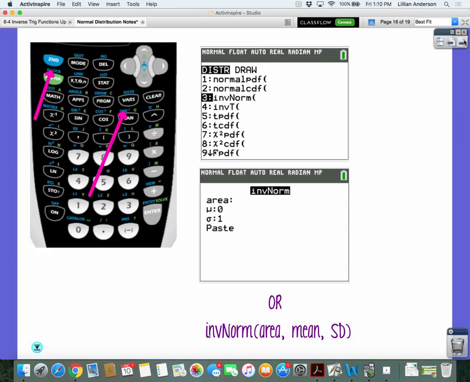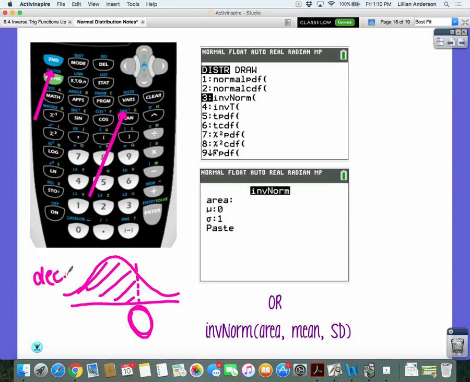Area basically represents the area underneath the curve. Of course, we're talking about the area that's to the left of whatever this x value is that you're looking for. So you'll type that in as a decimal, okay? You always type it in as a decimal. You type in your mean, whatever that is, your standard deviation, whatever that is, and click paste. Here's the normal breakdown: inverse norm, area as a decimal, mean, and then standard deviation. No space in between these, okay? No space in between them.